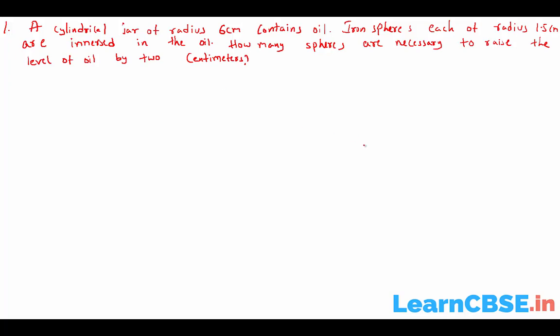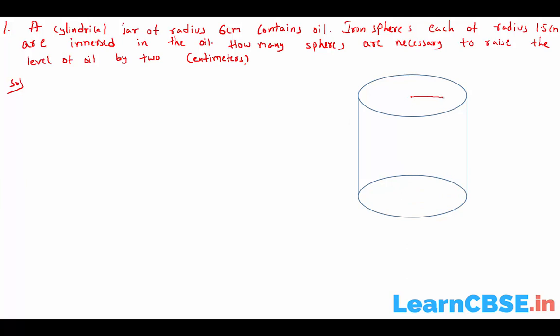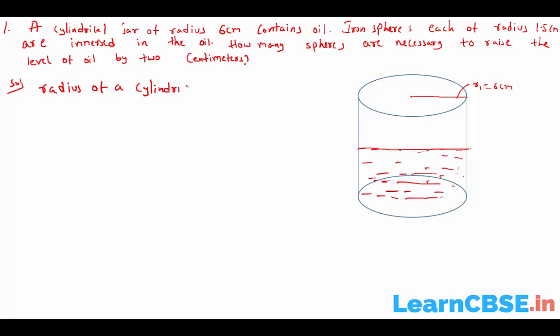So now we have the cylindrical jar with radius 6 centimeters, which contains some oil up to some height. Now some iron spheres of radius 1.5 centimeters are immersed in the oil. Now the height of the oil rises by 2 centimeters. Now we have to find how many spheres there are. Let me get the figure first. So this is the cylinder with radius r1 equals 6 centimeters. Now we have oil up to a certain height, this height. Okay, now the radius of the cylindrical jar equals r1, that equals 6 centimeters.